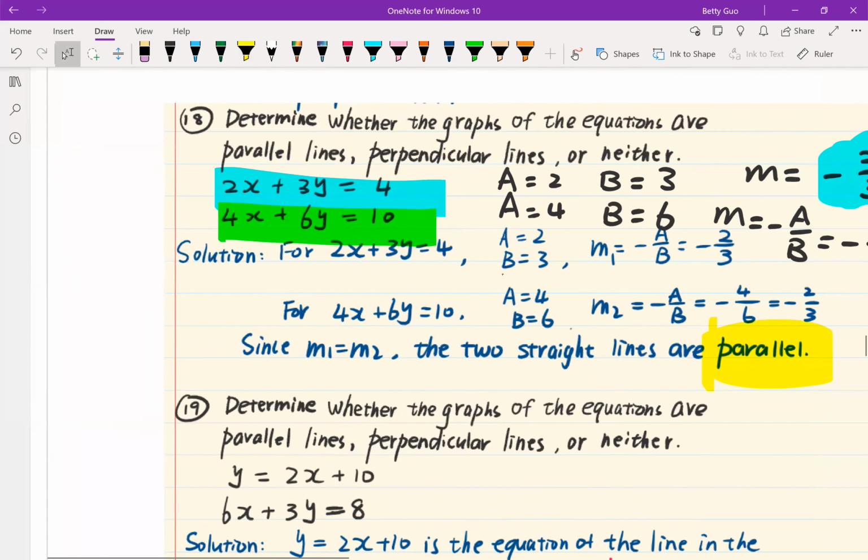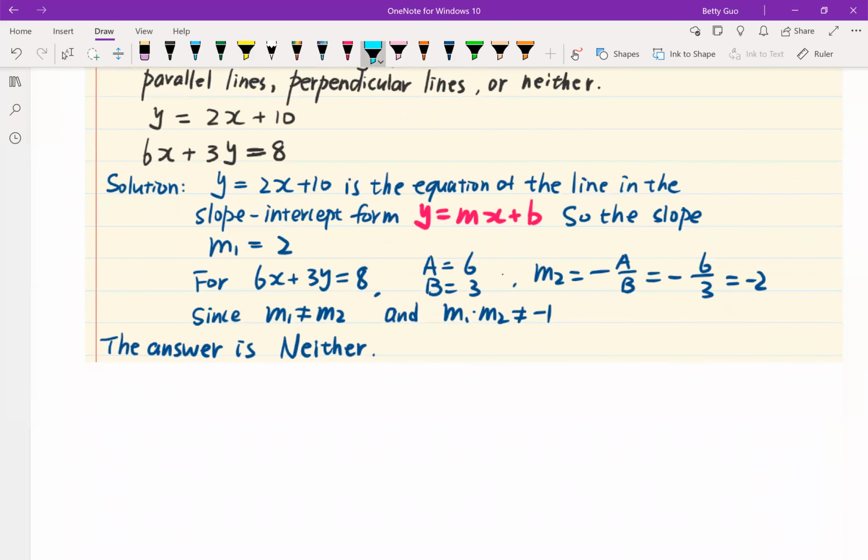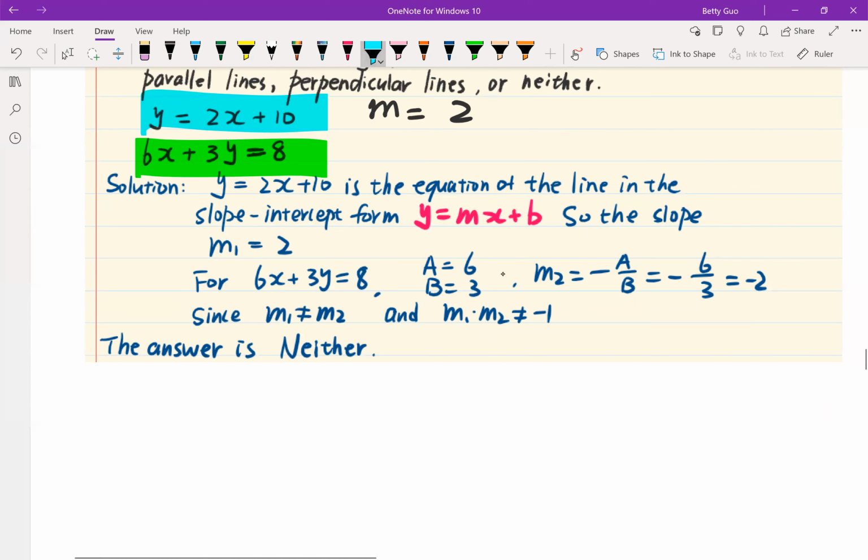Number 19. The first equation blue, second equation green. For the blue equation, the blue equation actually is in the slope-intercept form. So you can identify the slope is 2. That's the advantage of slope-intercept form. You can identify the slope very easily.